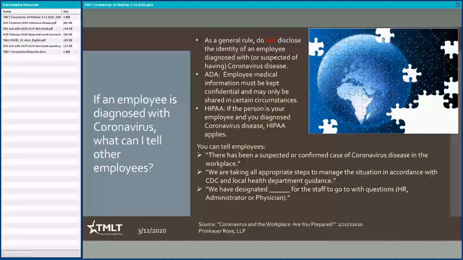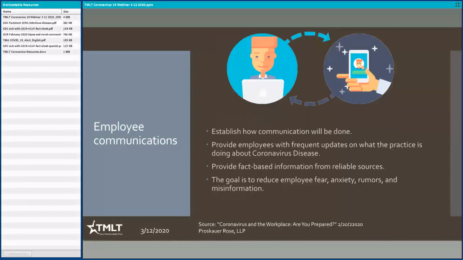You can tell your employees that there's been a suspected or confirmed case of coronavirus disease in the workplace. You can tell them that we are taking all appropriate steps to manage the situation in accordance with the CDC and local health department guidance. You may want to designate a specific person, such as HR, the administrator, or a physician, for staff to go to if they have questions, and that person then would be delivering a consistent message.